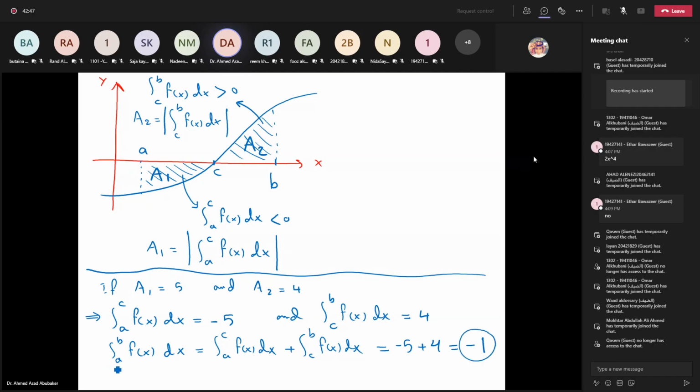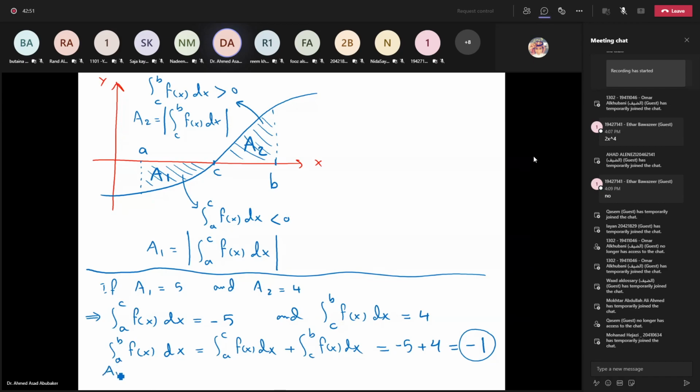But if we need to find the area from a to b, this is equal to a1 plus a2. So we have 5 plus 4. So the total area, a1 and a2, equals 9. Okay.